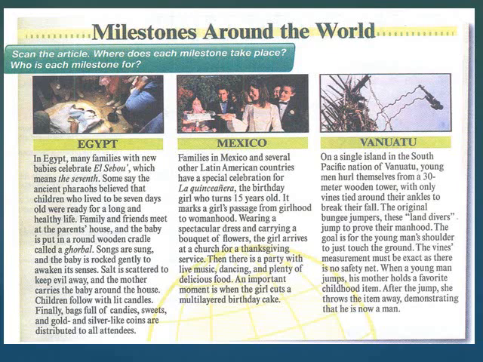So let's start by taking a look here. We have the title, Milestones Around the World, and we have the two questions. By taking a quick look, we have three milestones and three countries. The first country, from looking very quickly at the picture, we can see that it is Egypt. And in Egypt, we can guess the celebration is Isbu'a from the picture. This is a celebration that happens on the seventh day after the birth of a new baby. So who is each milestone for? This is probably for the baby, the seven-day-old baby.